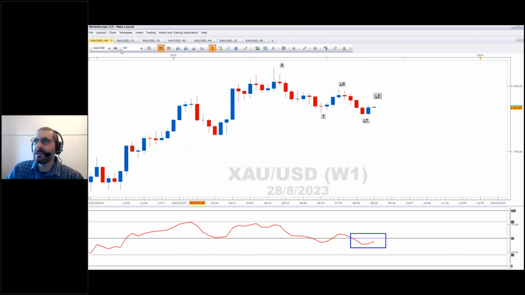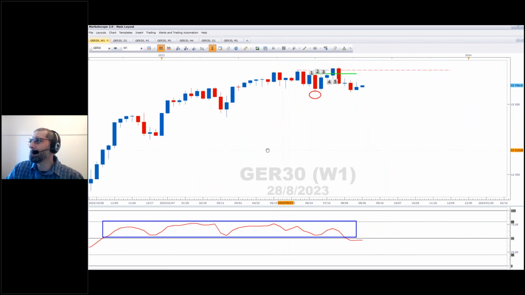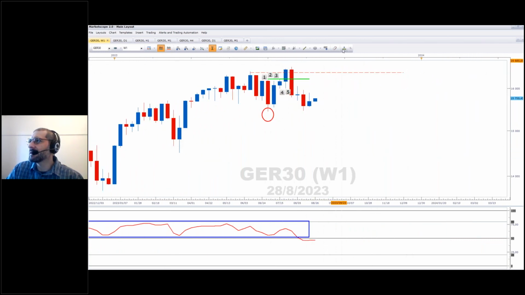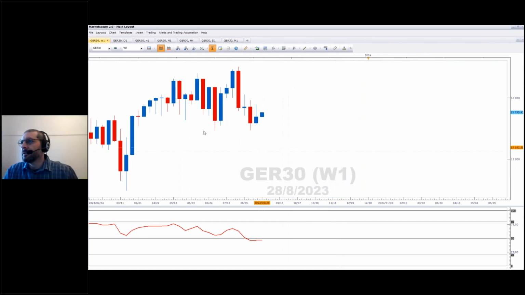All right, I think one more before we sign off. I think let's take a look at the DAX. Let's just bring DAX up. All right, this is the weekly. Okay, it's also a very busy chart. Let's just clean it up and start from the beginning. I think the way for us to look at this is the fact that there is some downwards momentum over here.